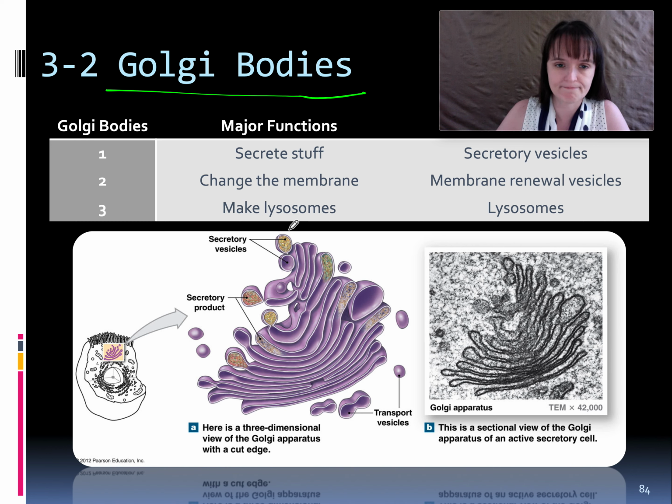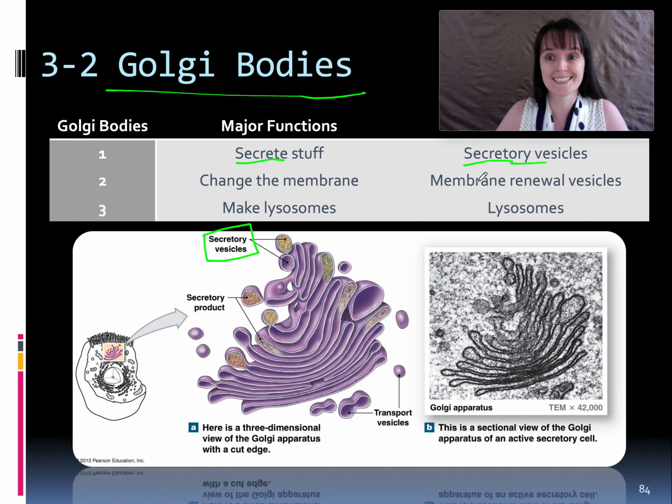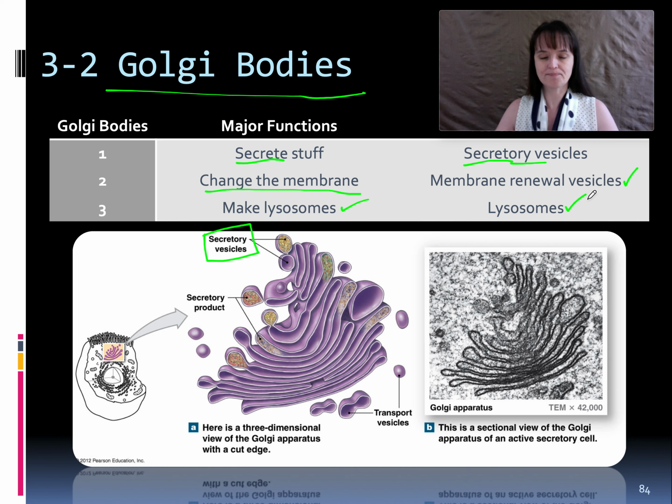That's what it is. Okay, so it makes these secretory vesicles, which is different than a secretary, which is administrative assistant now. But it secretes stuff. So secrete, secretory. Not that it tells secrets, but that it secretes. Slightly different. And it also changes the membrane, which we will talk about in membrane renewal vesicles. And then my favorite are the lysosomes. It makes lysosomes. We'll talk about those next.